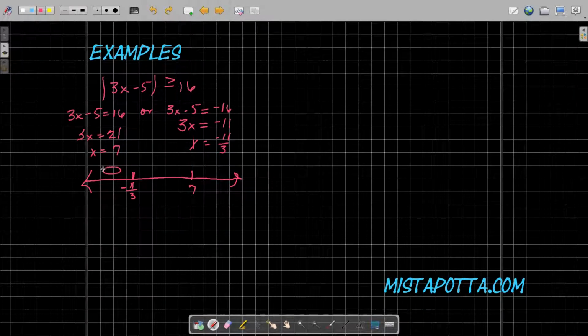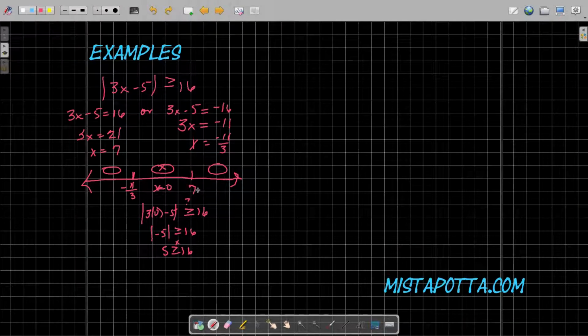And I need to test a number in each of these intervals and determine if my inequality is true or false. If it's true or false for one value, then it's going to be true or false for every value in that interval. The easiest one to test, of course, is x equals 0. If I substitute a 0 in for x, I'm going to have the absolute value of 3 times 0 minus 5. And I want to know, is this greater than or equal to 16? Well, this is the absolute value of negative 5 is greater than or equal to 16, which is not true. So if it's not true, I know that this interval can't be part of my solution.